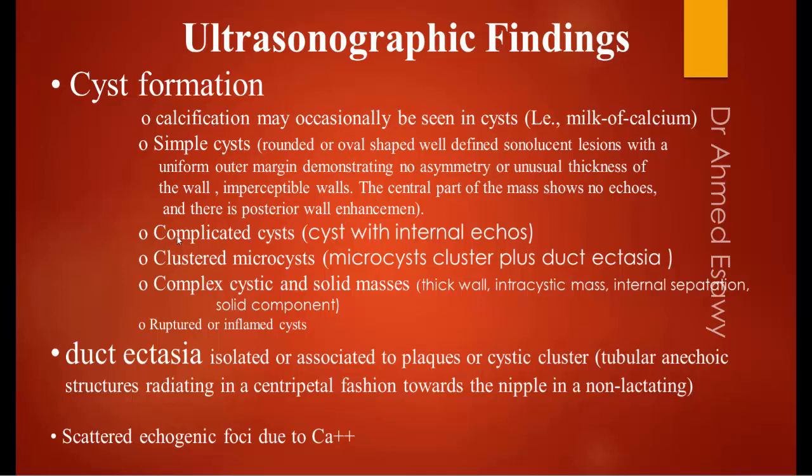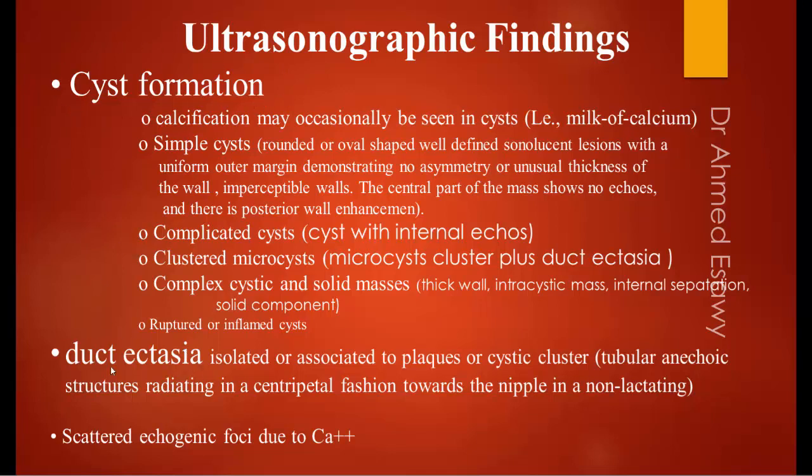Cyst formation may be a complicated cyst with internal echoes, may be a clustered microcyst cluster plus duct ectasia, complex and solid complex cystic formation, complex solid and cystic masses, thick wall, intracystic mass, internal septation and solid component. A cyst may be ruptured or inflamed.